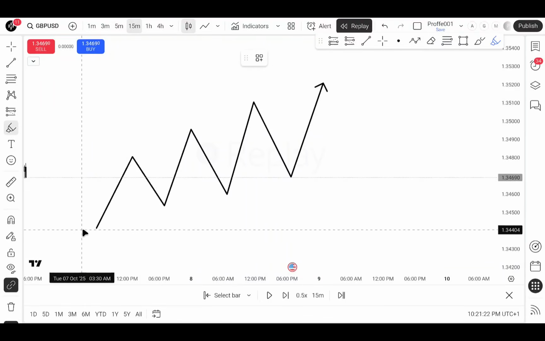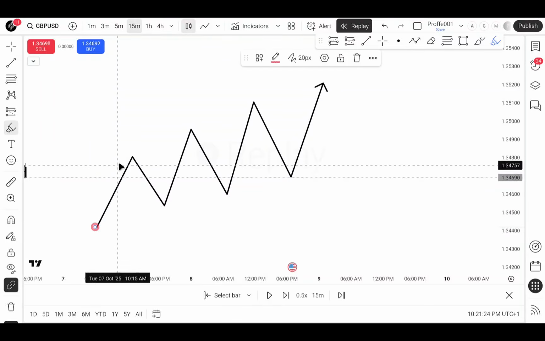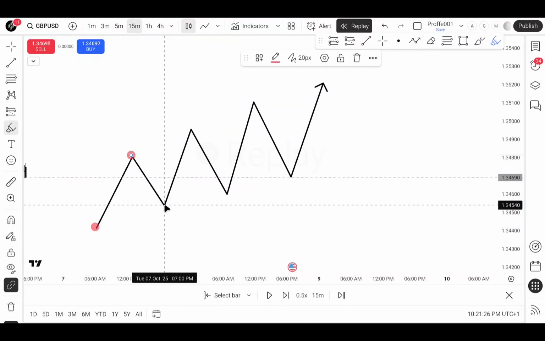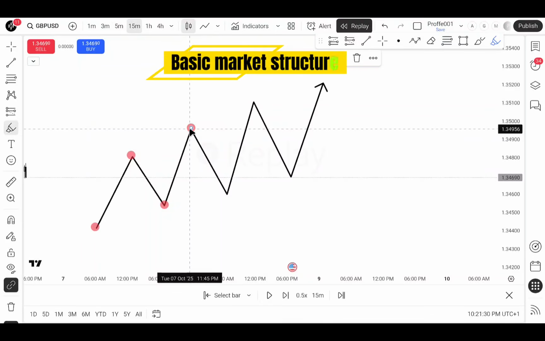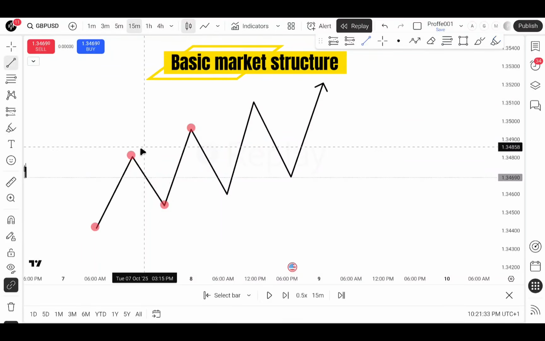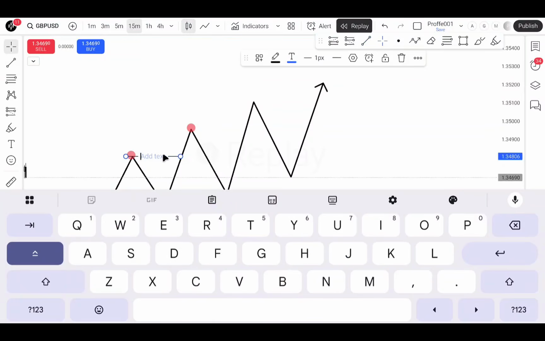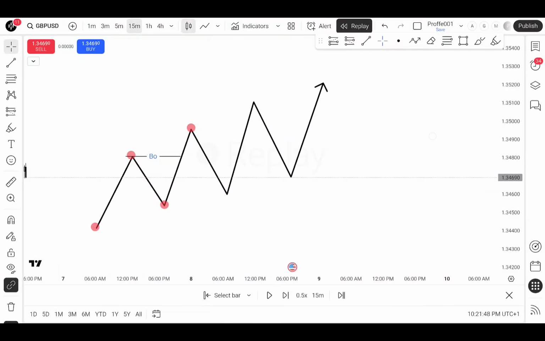As you can see here, we have a low, we have a high, we have a pullback, and we have another high, a higher high. Now what we can see here clearly is a break of structure, indicating that we have a bullish trend. Spot out our POS. When we spot out this break of structure, it now gives us a clear understanding that the market is in the bullish trend.